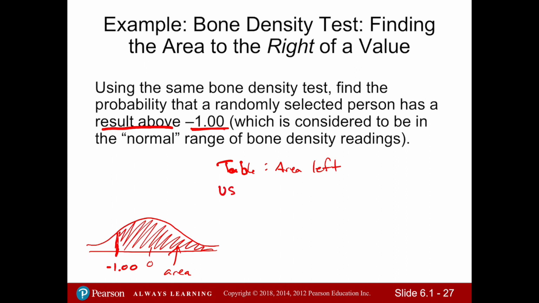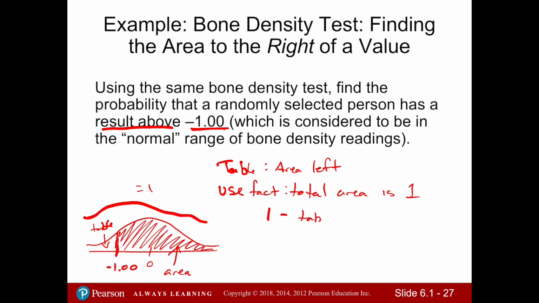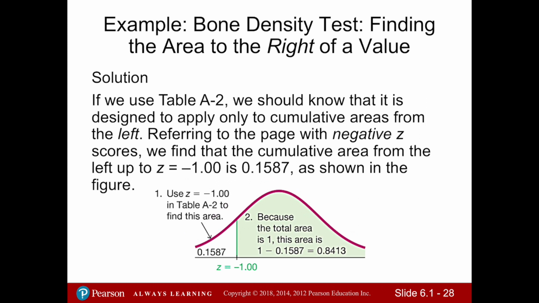What we're going to do is use the fact that the total area is equal to 1. The area under all this curve is actually equal to 1. And what I can do is take this as my table value and find 1 minus the table value. If I do that, that will give me the remaining area to the right. And that's exactly what we're going to do.